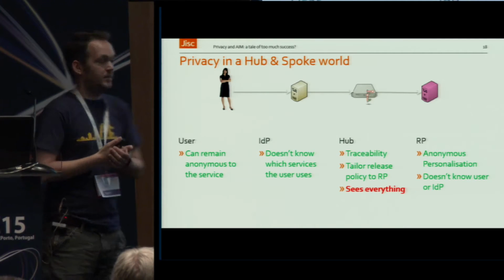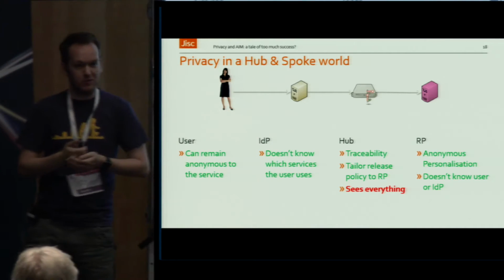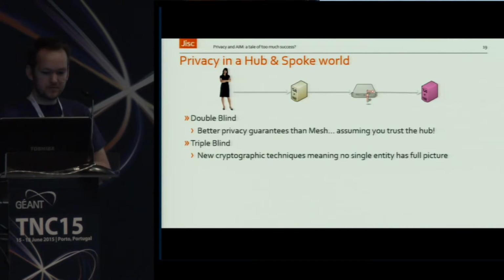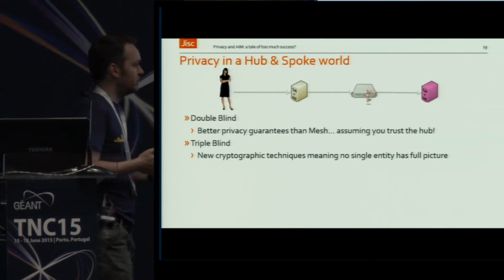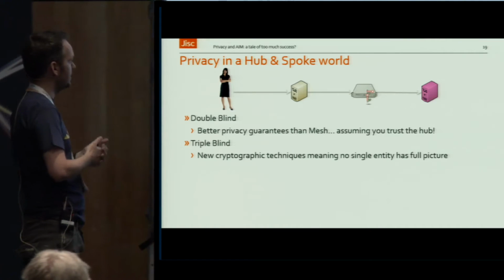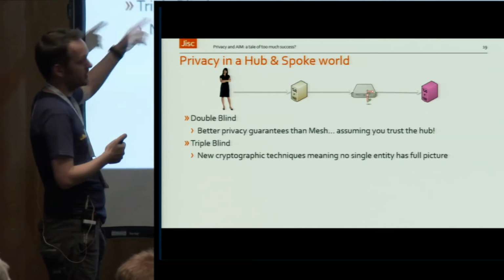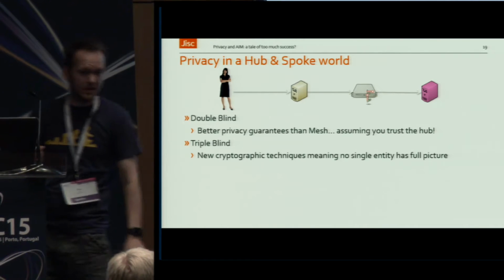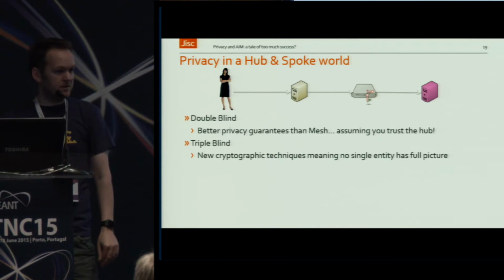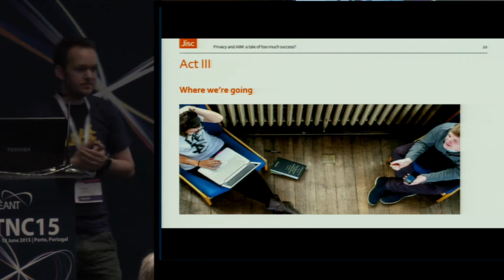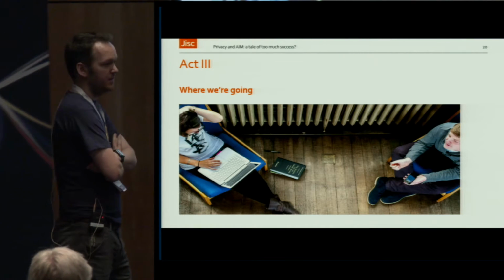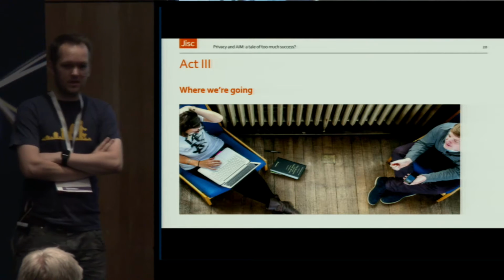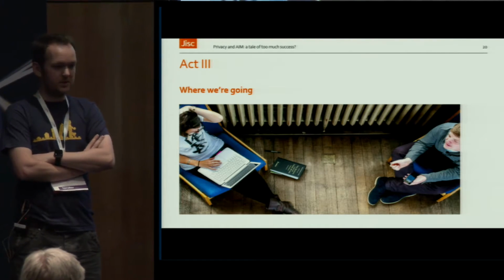So, good for privacy in many ways, but with one quite major caveat. You can do things to help that with double blinds and triple blinds and, well, it is a double blind, but you can do things like triple blinds with cryptographic stuff going on, but that's kind of new and kind of complex. So, if you're going to go and design a federation today or redesign your federation, you need to think about those things. What's most important to you?